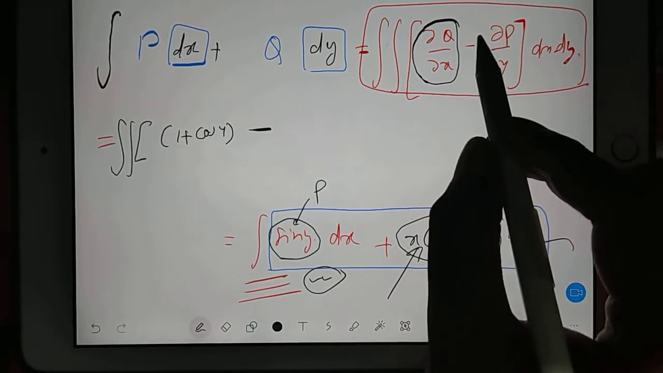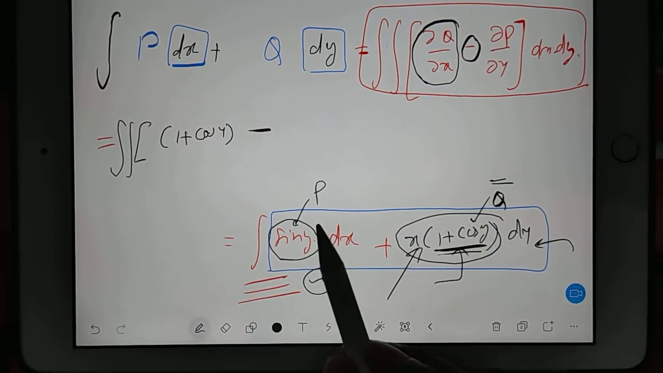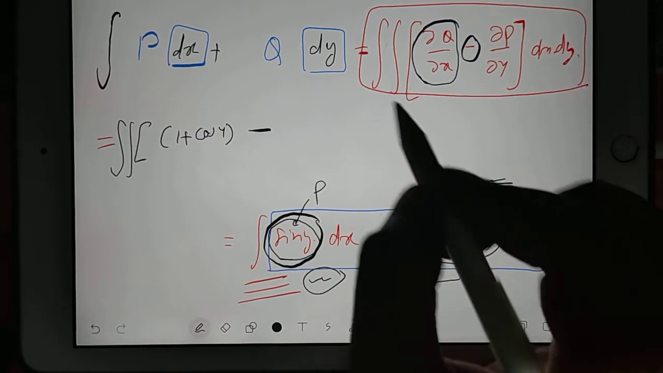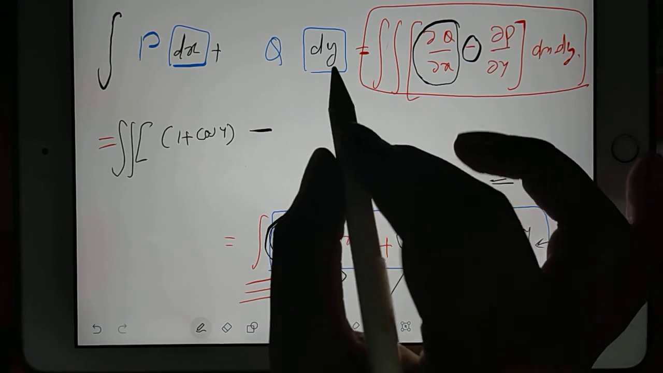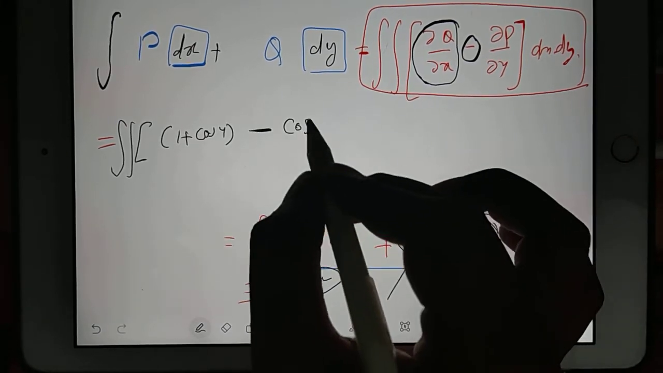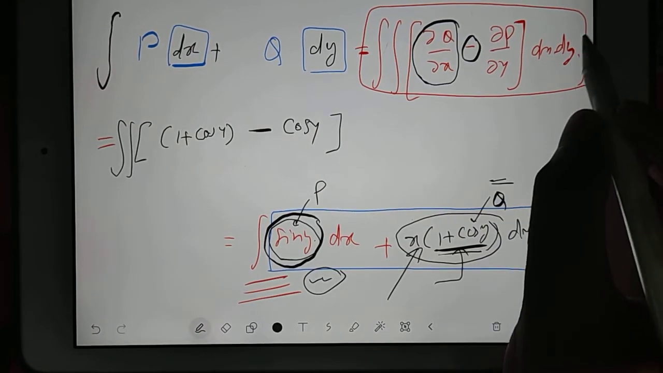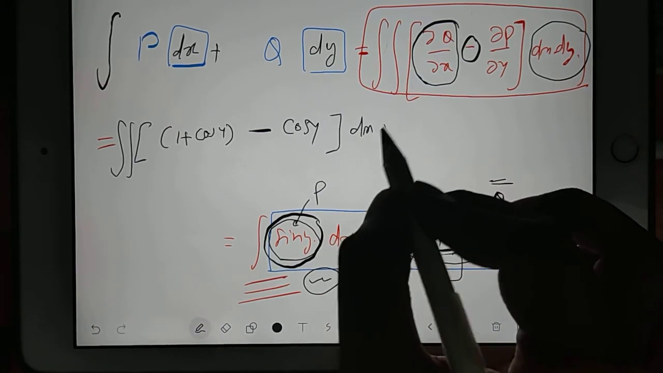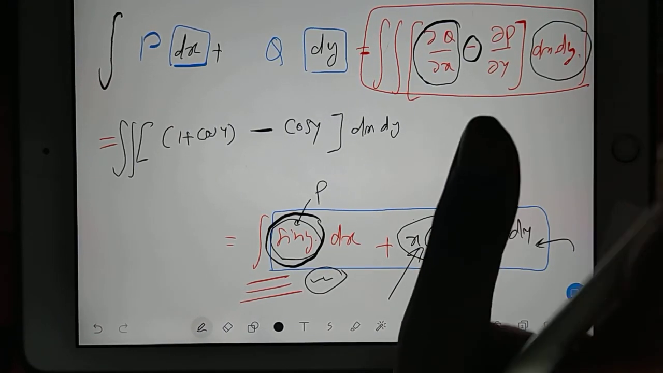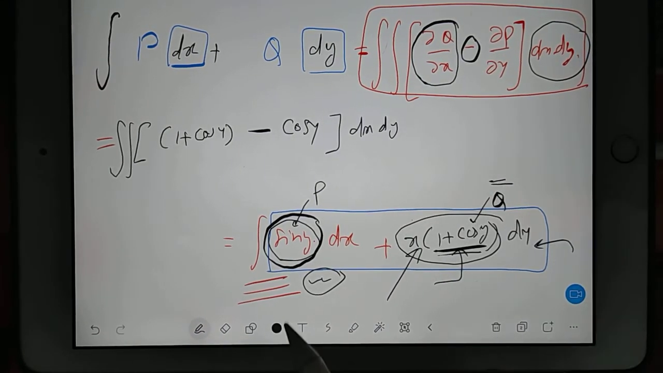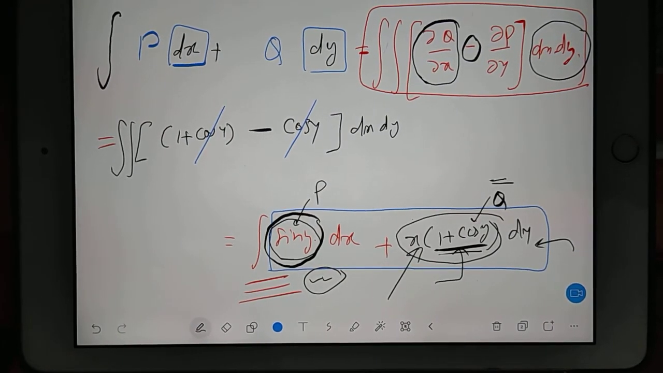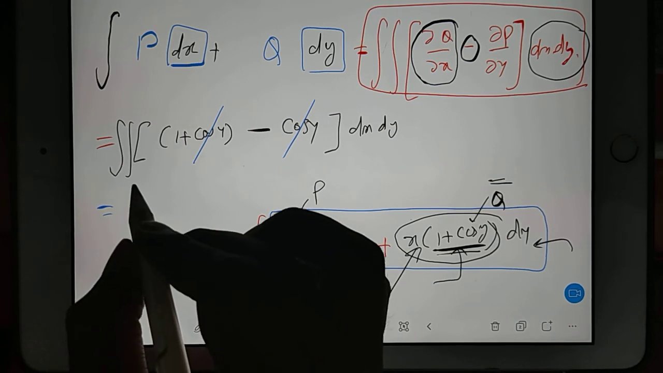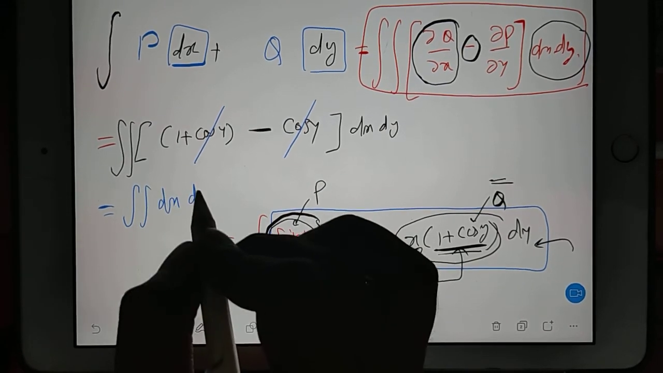Minus, this minus sign. Where is P? This is P. This P I want to differentiate with respect to y. So that is nothing but simple differentiation, cos y will come. Then put the bracket, and this dx dy will come from the default formula. Then you can clearly see this cos y and cos y we can cancel. So we are left with the double integration dx dy.